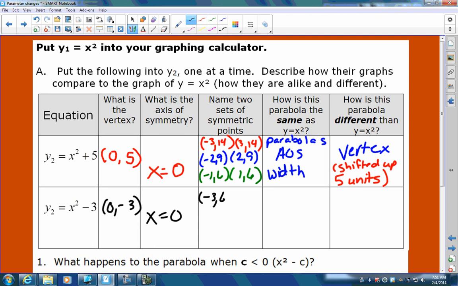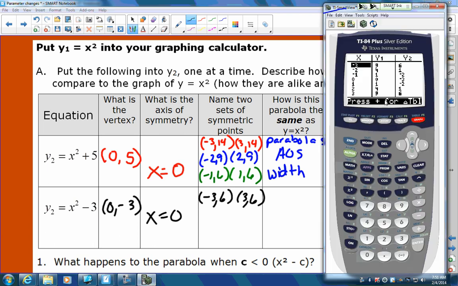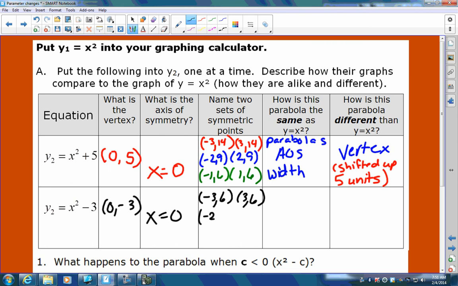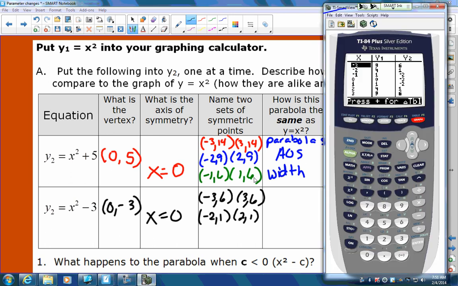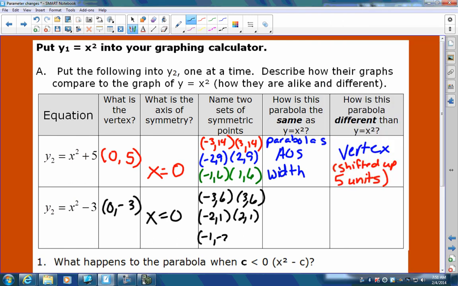Negative 3, 6, and 3, 6. Looking again, I have negative, what is it? Negative 2 and 1 and 2 and 1. Negative 2, 1 and 2, 1. Remember, they're the same y values. I have negative 1, negative 2, and 1, negative 2.